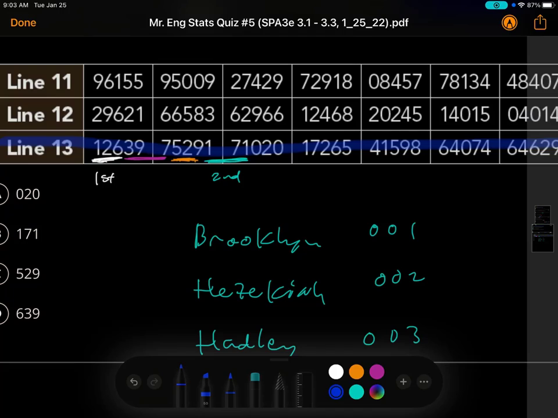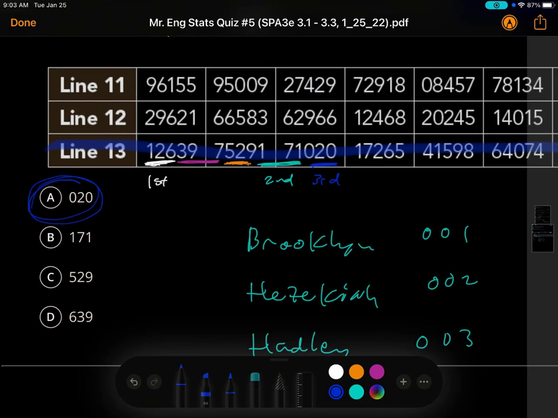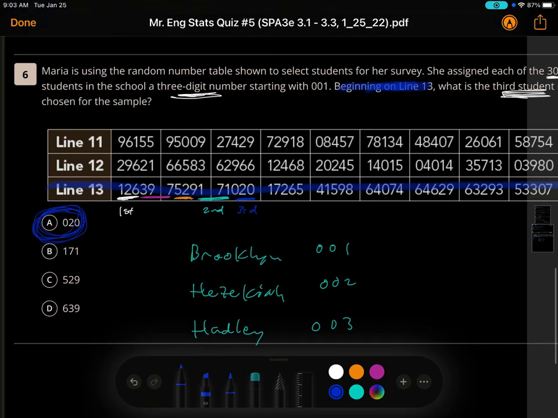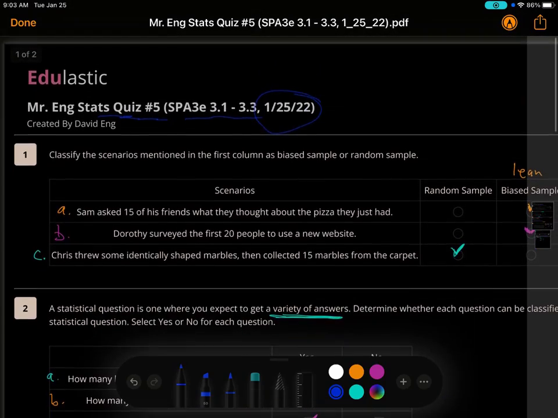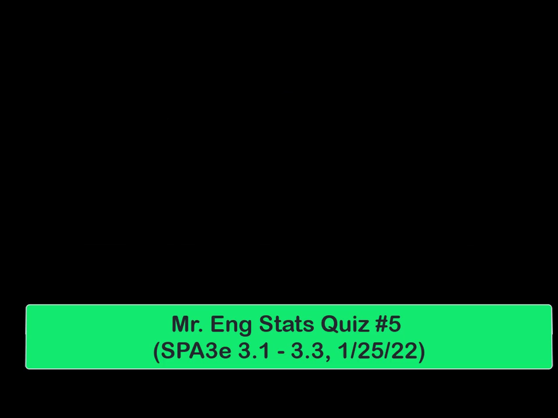And then the last one I needed was this one. This is the third student, which would be choice A. Okay, and then you can just stop. So again, I was just looking for a 3-digit number between 001 and 300. And that's stats quiz number 5. I hope that was helpful. We'll see you guys later.